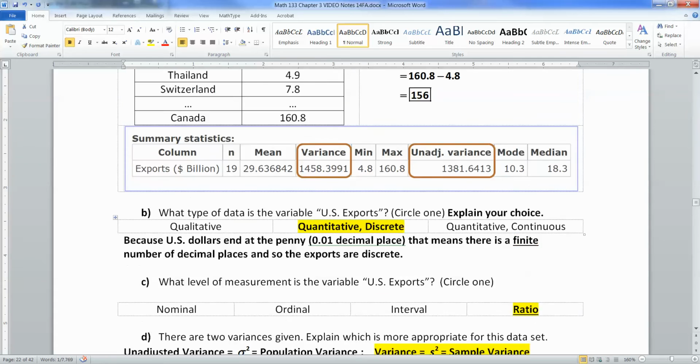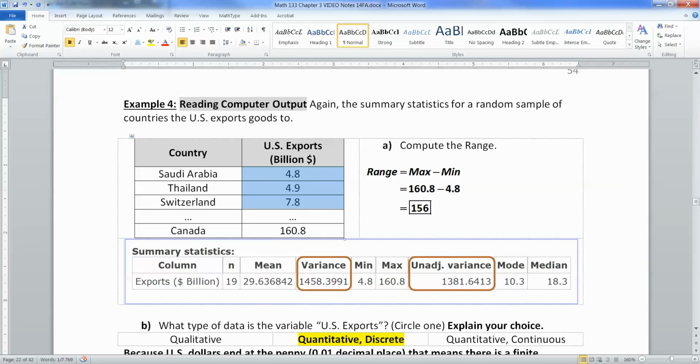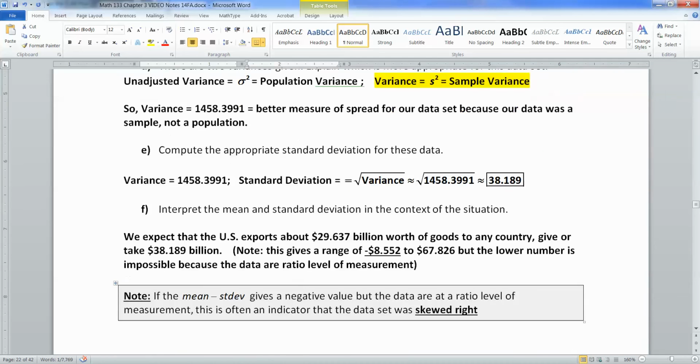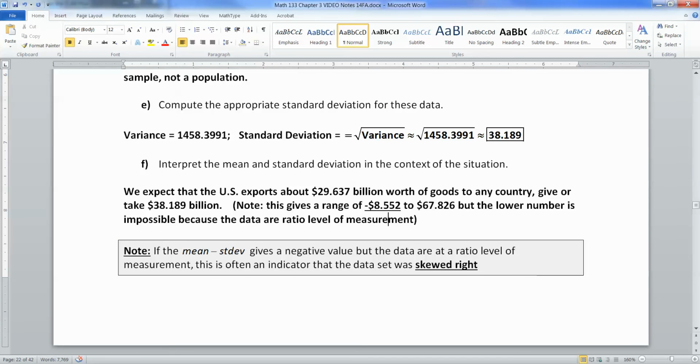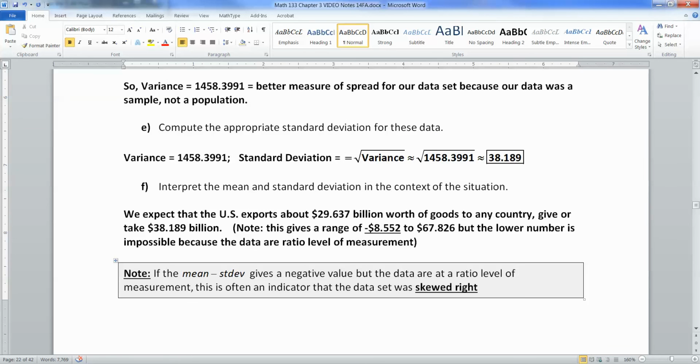It has actually quite a long tail. Most countries are on the low end, and there are a couple countries, namely Canada and Mexico, that are on the far right end. All right, we're good with that, and we now know how to look at computer output to find all sorts of important information. And that's the kind of question that I love to put on midterms and exams. So I'll see you back here to talk more about the empirical rule.